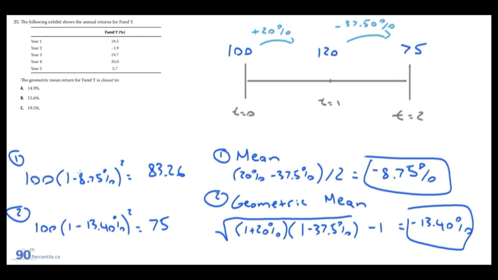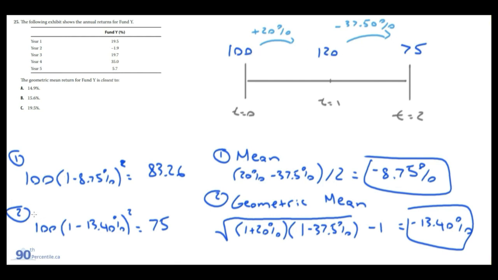And if we take our $100 and multiply that by a negative 8.75% return for 2 years, so to the power of 2, we get a value of $83.26, which is much greater than the 75 that we're actually left with. And the reason for that is that the simple mean doesn't account for the compounding that occurred from year 0 to year 1. So we actually went not from $100, but 120. So this simple mean is assuming that this 37.5% was based off of this 100, not the 120 that it actually was at the end of year 1.